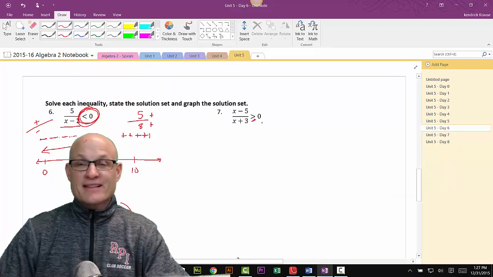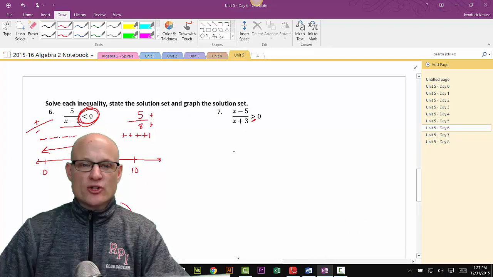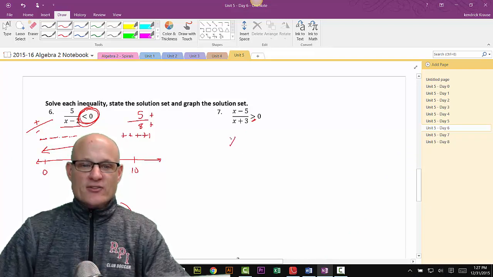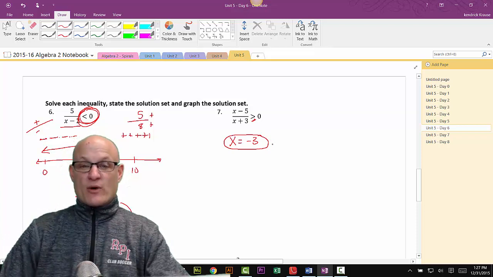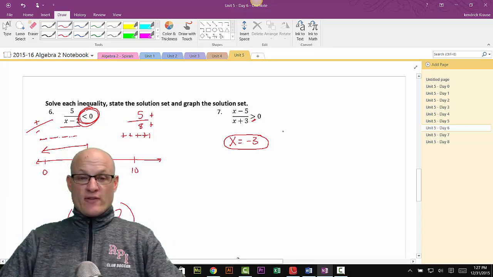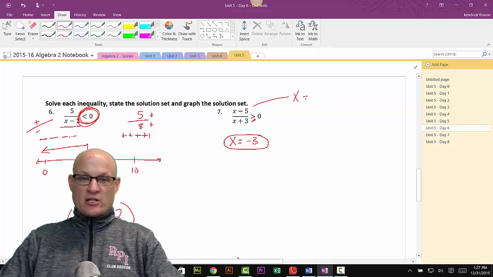Just to make things a little trickier. So my two critical numbers are x equals negative 3, that's what makes the denominator equal to 0, and by the way, that's one of my restrictions on the domain: x can't equal negative 3. And my other one is x equals 5.